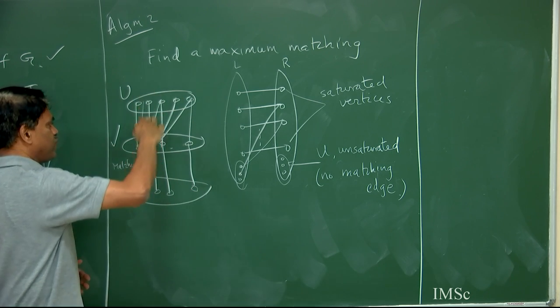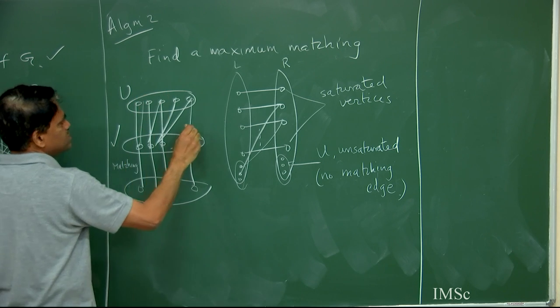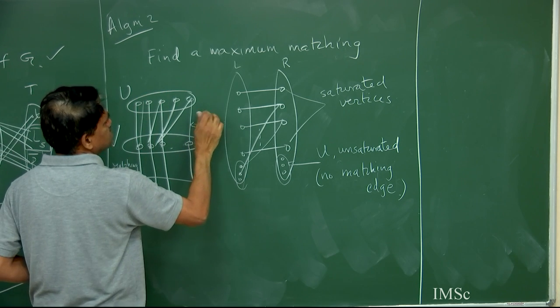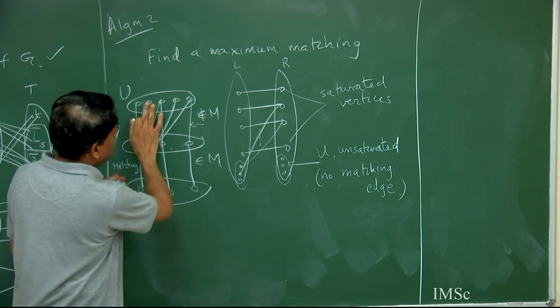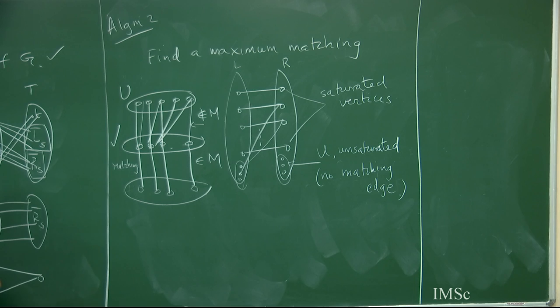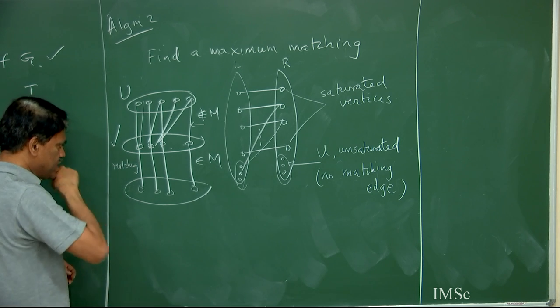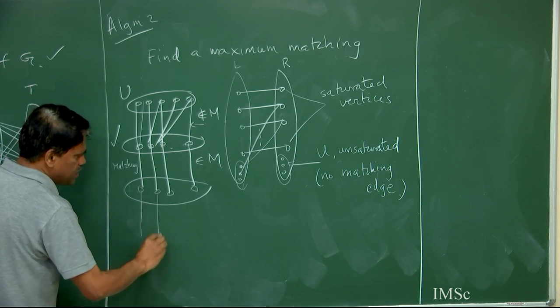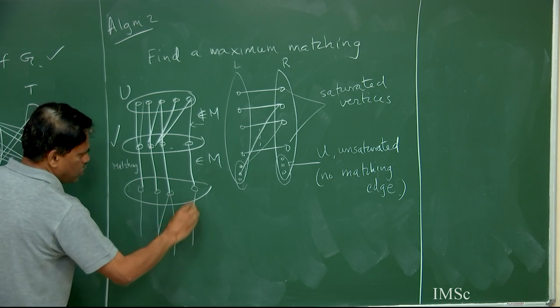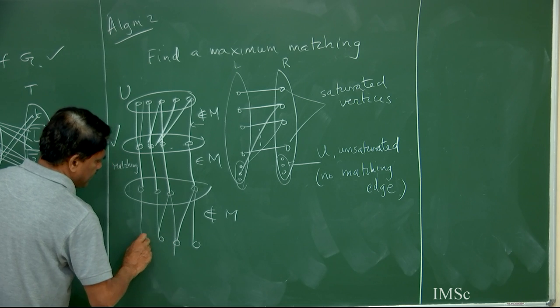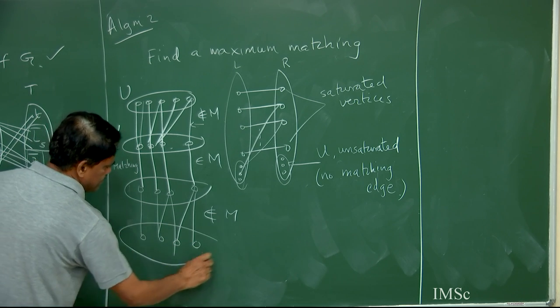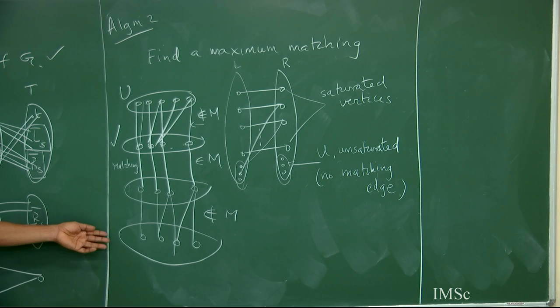So what I'm finding is these are unsaturated, non-matching edges. These are all in the matching. So I'm finding what is called an alternating path, right? So now from here, I will follow edges not in M, right? Again, these vertices are saturated. Why?